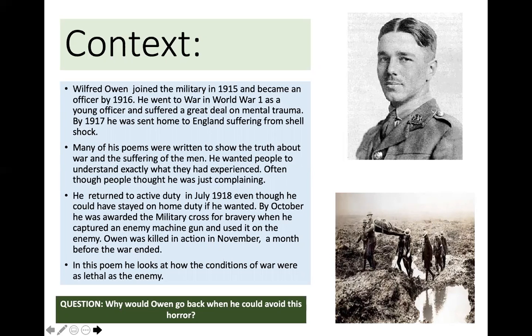And by October of that year, he was awarded the Military Cross for bravery when he captured an enemy machine gun and used it on the enemy.